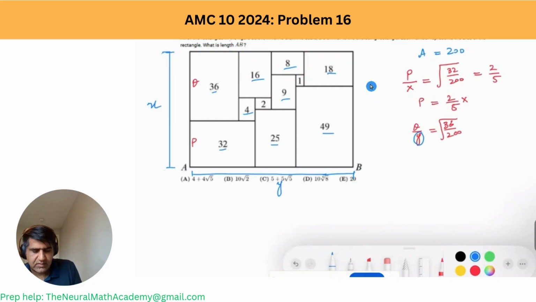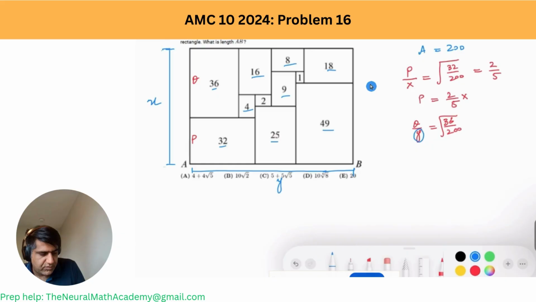Okay, so q is the larger length and y is also representing the larger length. So that's why we are writing q over y equal to 36 over 200. And if we solve this, then we get 3 square root of 2 over 10. Or we can say that q is equal to 3 square root 2 over 10 y.